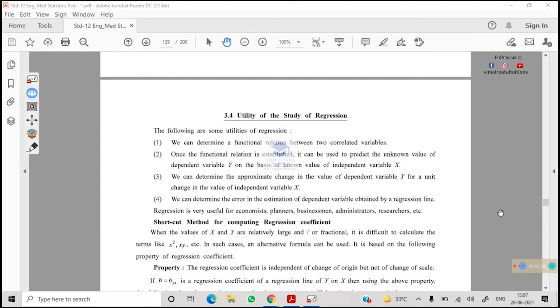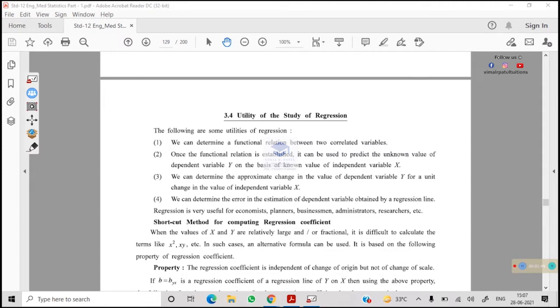So this increase or decrease will be equal to the value of regression coefficient, that is b. Then we can determine the error in estimation, E, the difference between estimated value and actual value of dependent variable. E is equal to y minus y cap. So this regression is very useful for economists, planner, businessman, administrator, researcher for carrying out their further calculation.